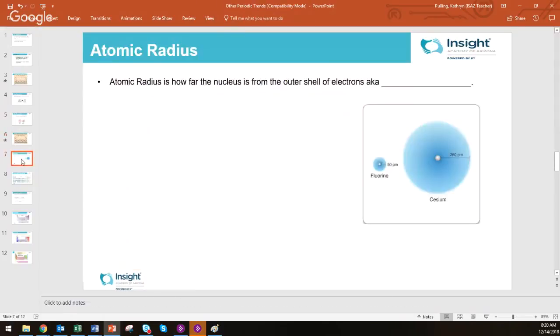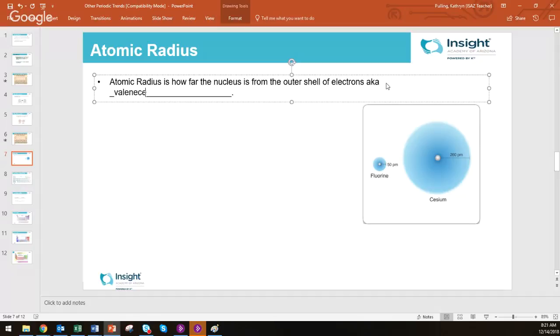All right, the next thing we're going to talk about is atomic radius. Atomic radius is how far the nucleus is from its outer shell of electrons. That sounds like something we just talked about. What is the outer shell of electrons called? Hopefully you were thinking valence electrons. It's the same idea as the radius of a circle, from the center to the edge.